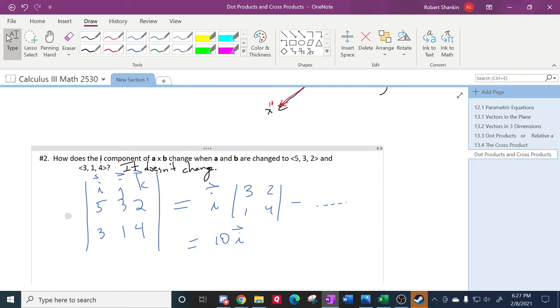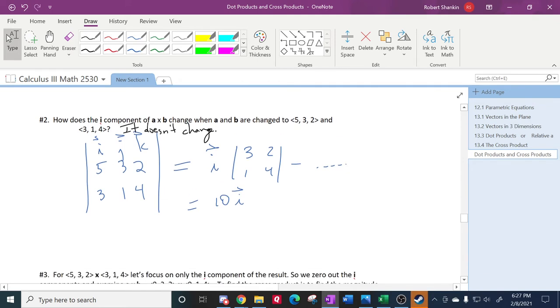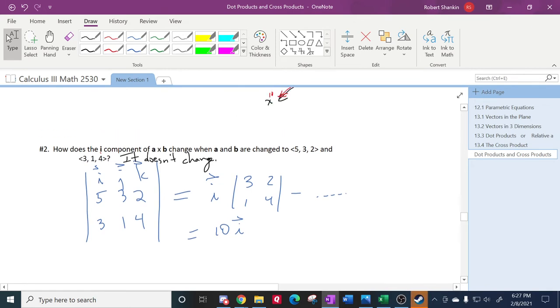The I component is really the X coordinate. X coordinates don't affect X coordinates of the result. What we're saying here is pretty profound, pretty significant. Okay. Any questions?